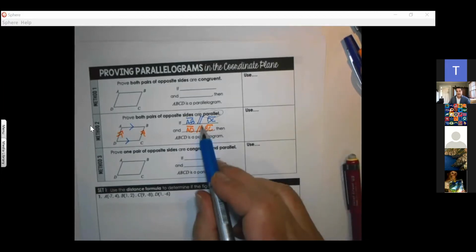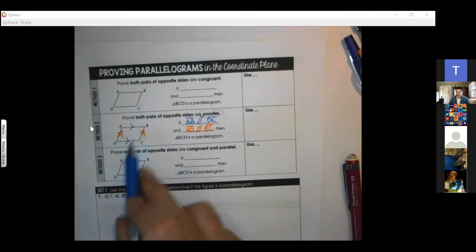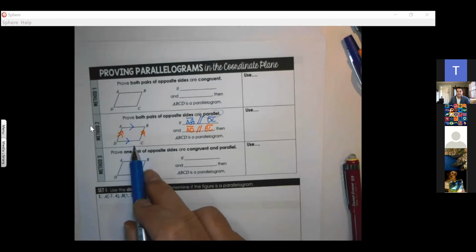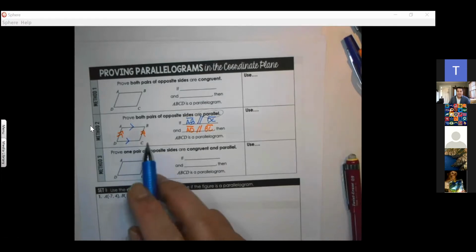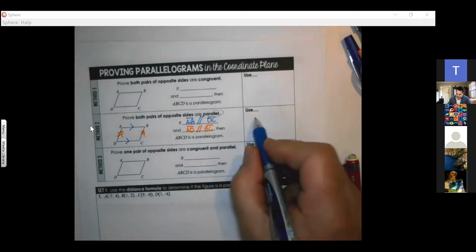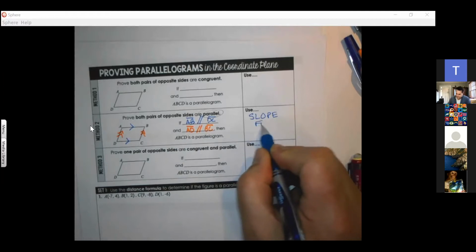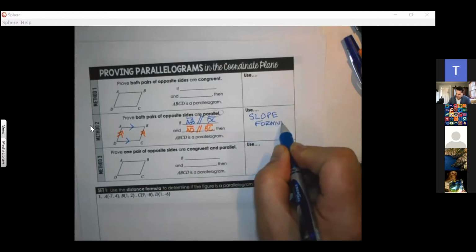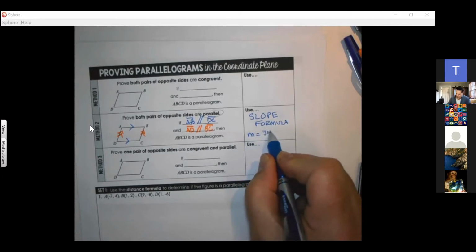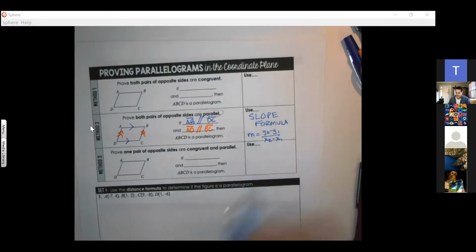Now, the problem is, how do we establish just from these coordinates that these two lines have the same direction, the same steepness? Well, that means they're going to have the same slope. So when you're trying to prove the lines are parallel, we're going to use the slope formula, which is M equals Y2 minus Y1 over X2 minus X1.